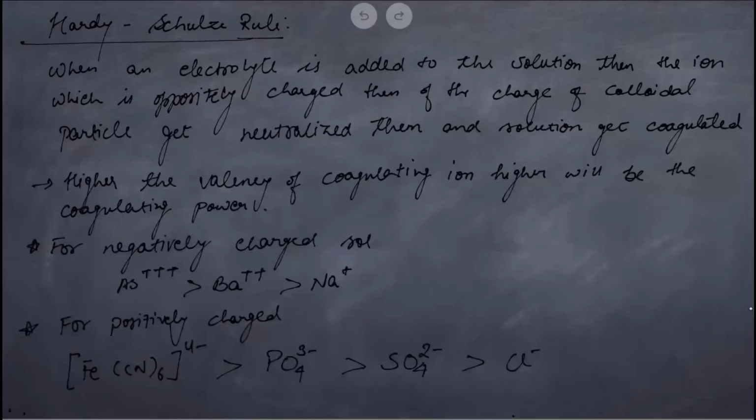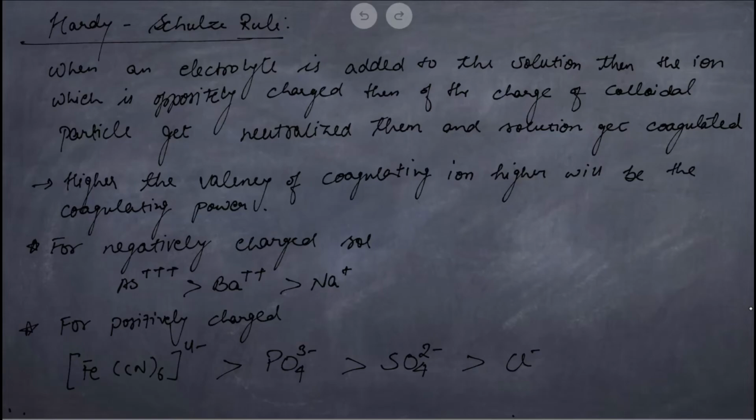Let us now talk about the Hardy and Schulze rule. When an electrolyte is added to the solution, the ion which is oppositely charged neutralizes the charge of the colloidal particle and the solution gets coagulated. Higher the valency of the coagulating ion, higher will be the coagulating power.